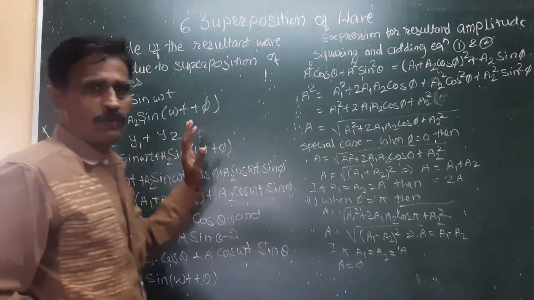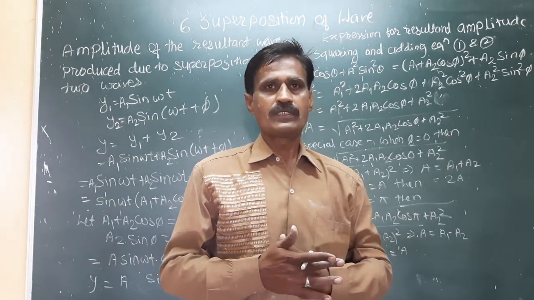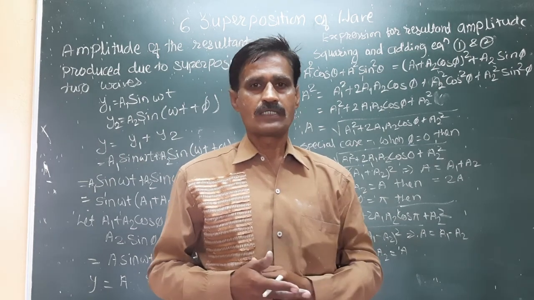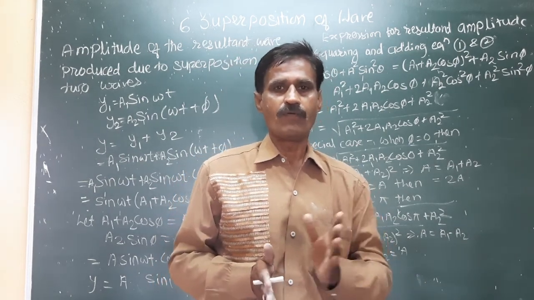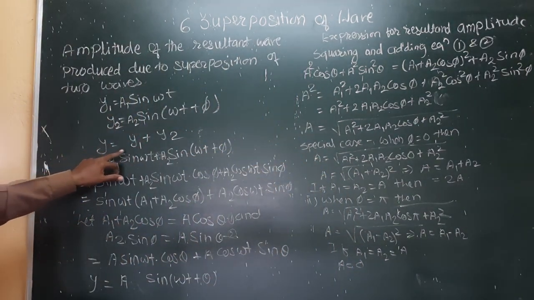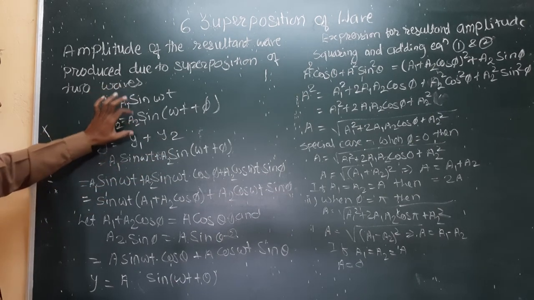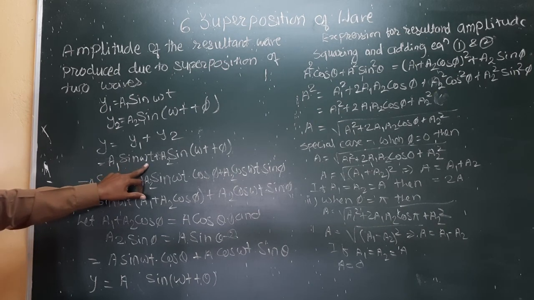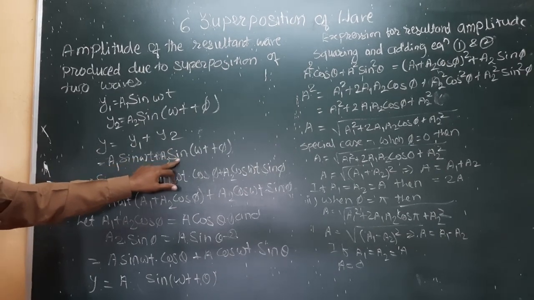By the superposition principle, the resultant displacement is equal to the sum of the displacements of all the individual waves. So y is equal to y1 plus y2. Substituting the values, y1 that is a1 sin omega t plus y2, a2 sin(omega t plus phi).